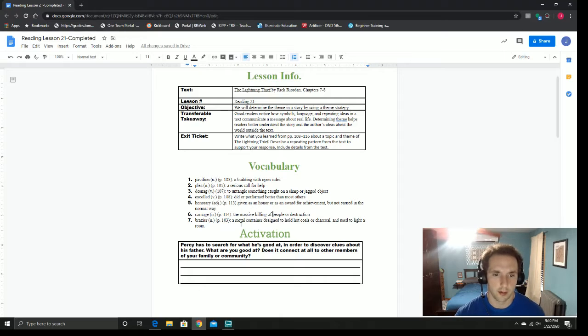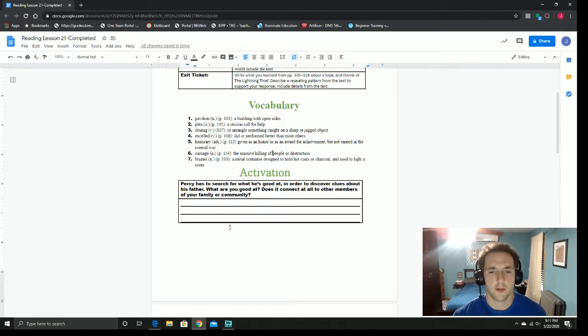And then the last word is brazier, which is a metal container designed to hold hot coals or charcoal and used to light a room. We use electric lights to light our rooms in our houses now. But back in ancient Greek times, they couldn't use electric lights. So to light big chambers, they would have these pots, kind of like a fire pit, that would hold a bunch of coals, so that they could light it, and then that would make a big fire so that everyone could see.